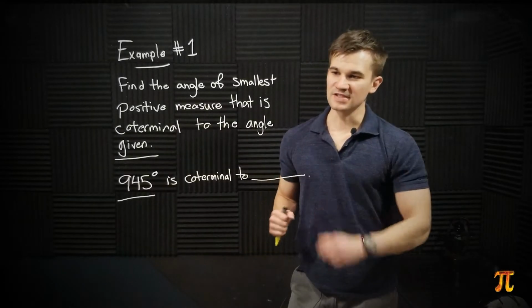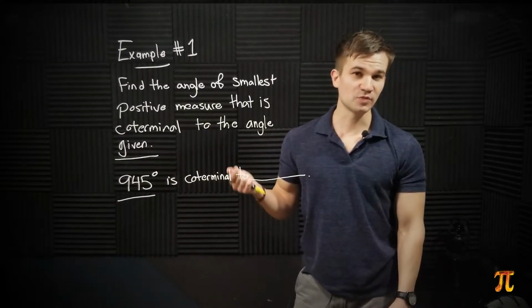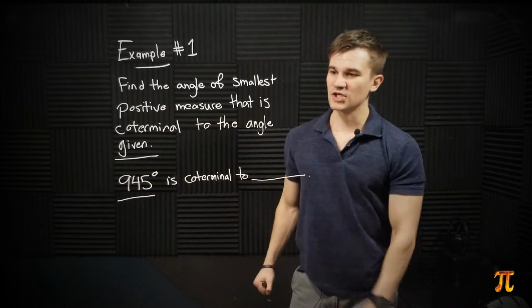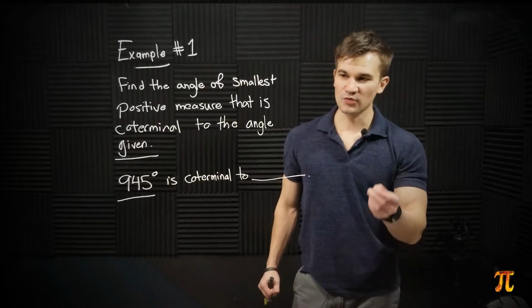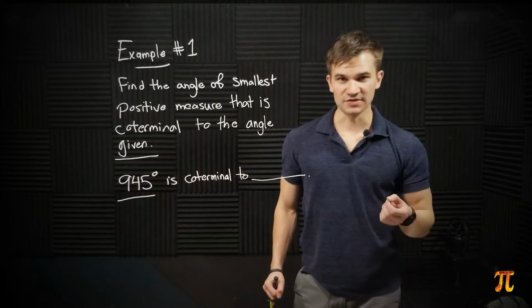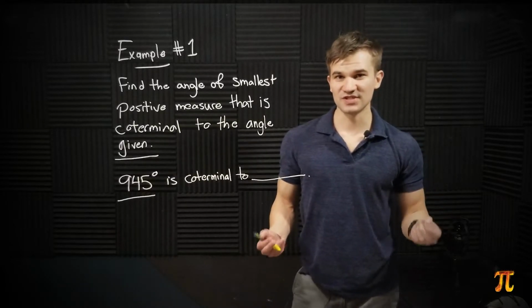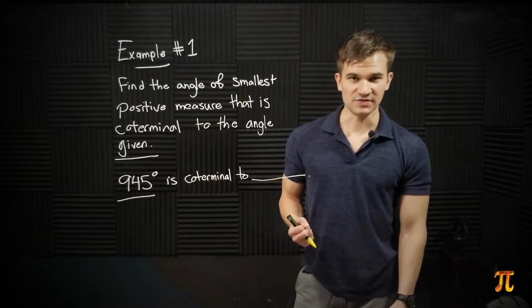All right, we'll look at an example here. We're going to find the angle of smallest possible positive measure that is coterminal to the angle 945 degrees. So if we want to make it smaller, we need to start subtracting full rotations. So we're going to subtract 360 degrees until we end up below 360 degrees.